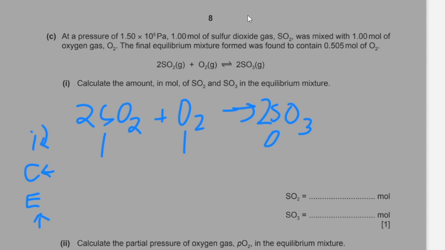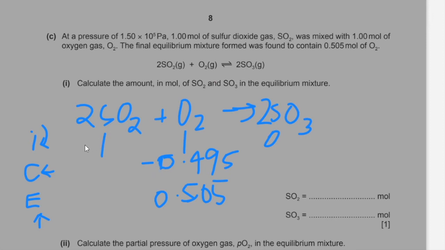And the final equilibrium mixture, that is at the last stage or at equilibrium, contained 0.505 mole of oxygen. So you have 0.505, which when you subtract from 1, you get the value as 0.495. So 0.495 is the mole of oxygen that has reacted, and you write that over here. 0.495 is the value that has been used up, and therefore you put a negative sign over here.